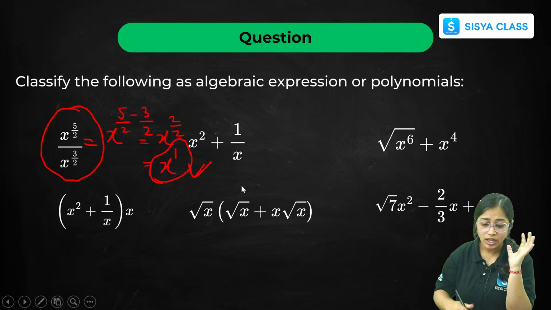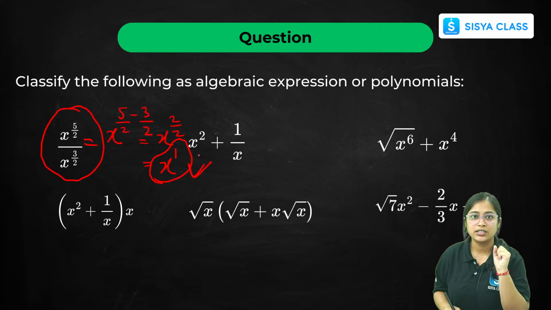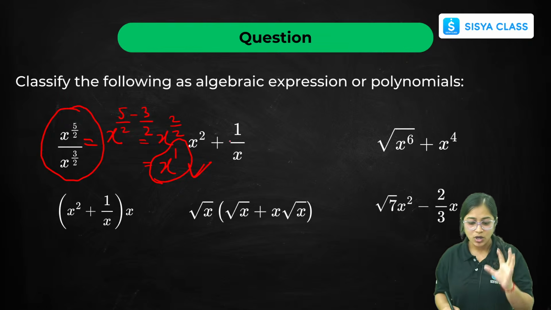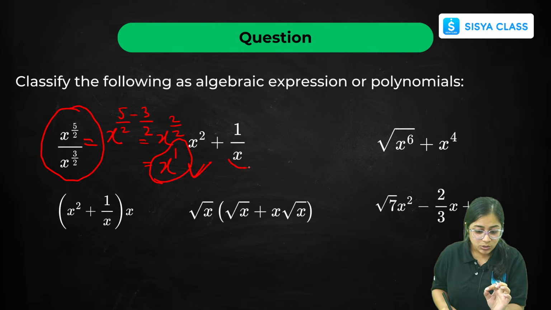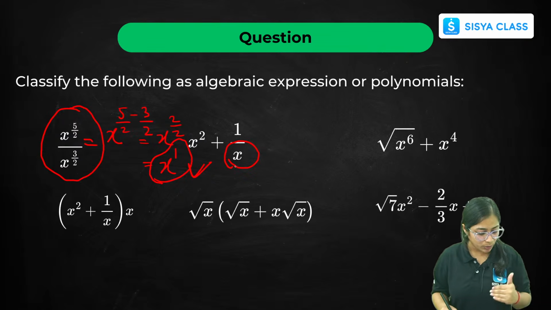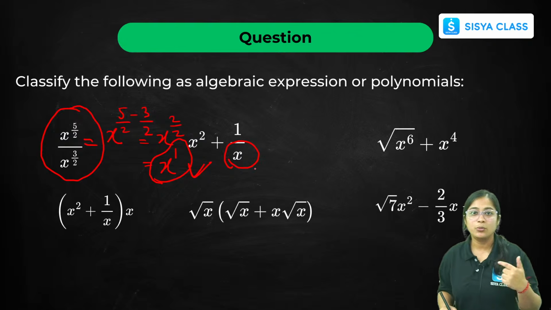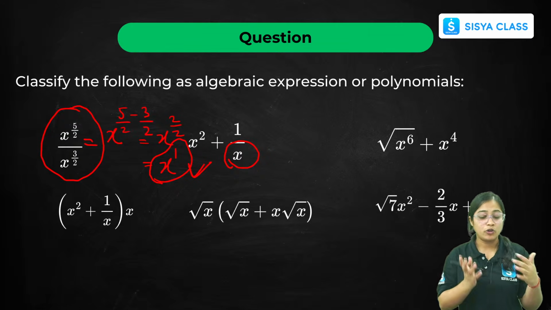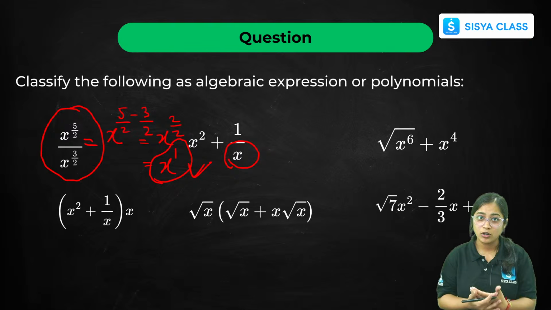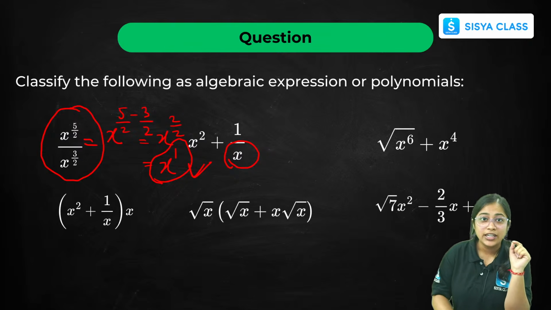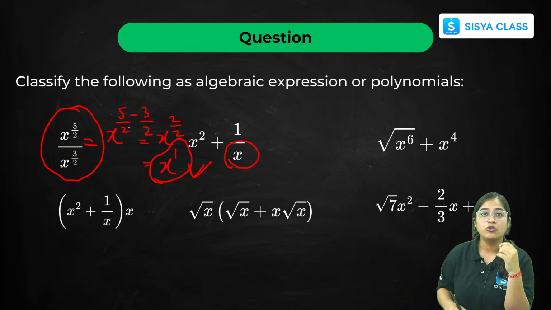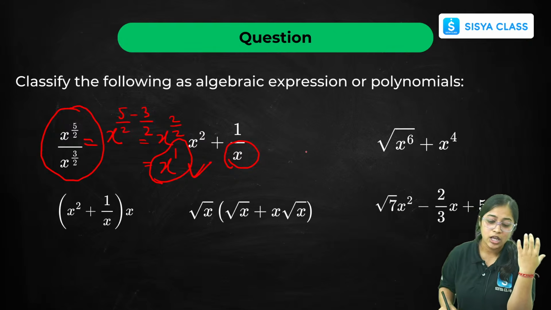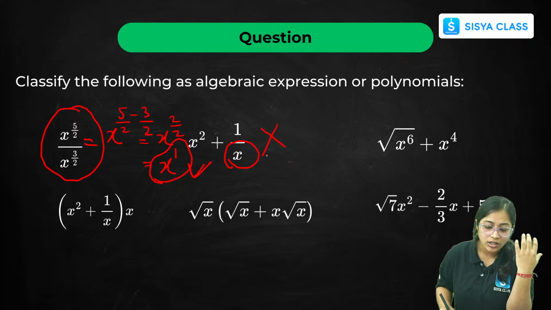Got it? Now let's see the second algebraic expression, that is x square plus 1 upon x. In x square plus 1 upon x, this variable is in the denominator, right? And what was the condition for an algebraic expression to become a polynomial? That your variable should not be in the denominator, right? The variable should not be in the denominator. So this is also not a polynomial.